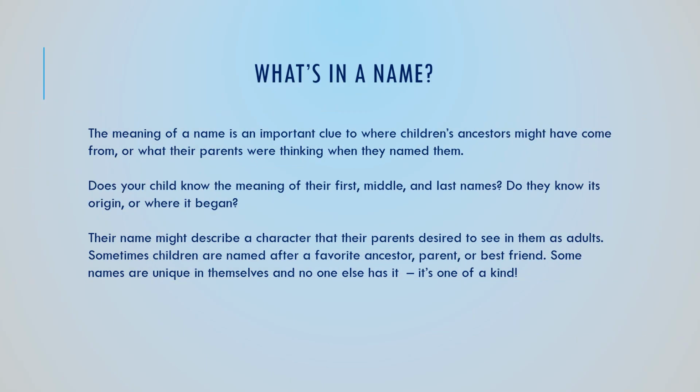The meaning of someone's name is an important clue to where children's ancestors might have come from or what their parents were thinking when they named them. Does your child know the meaning of their first, middle, and last names? Do they know its origin or where it began? Their name might describe a character that their parents desired to see in them as adults. Sometimes babies are named after a favorite ancestor, a parent, or best friend. Some names are unique in themselves and no one else has it. It's one of a kind.